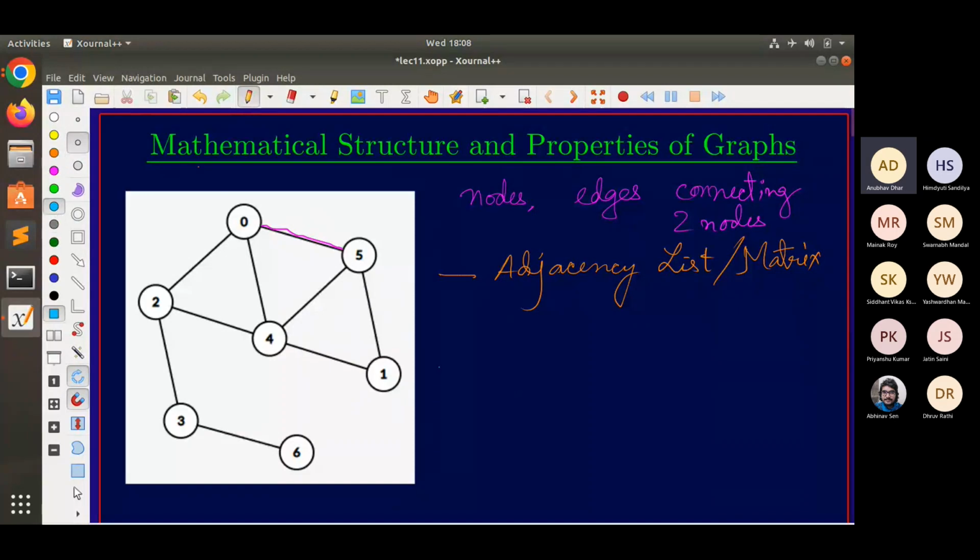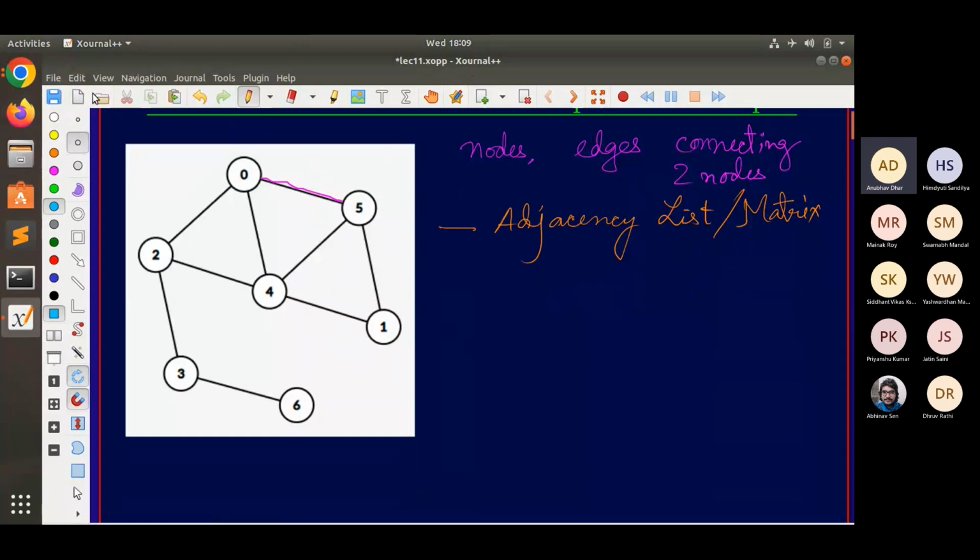But what mathematicians tend to do is they talk about this mathematical object in a separate way. They define a graph to be something of the form G = (V, E), where G is the graph, V is the vertex set, and E is the edge set.